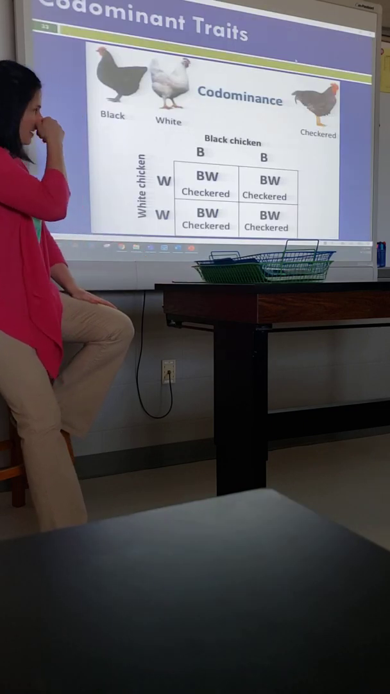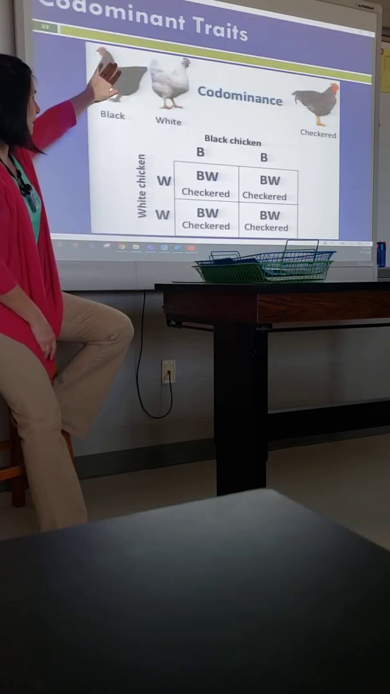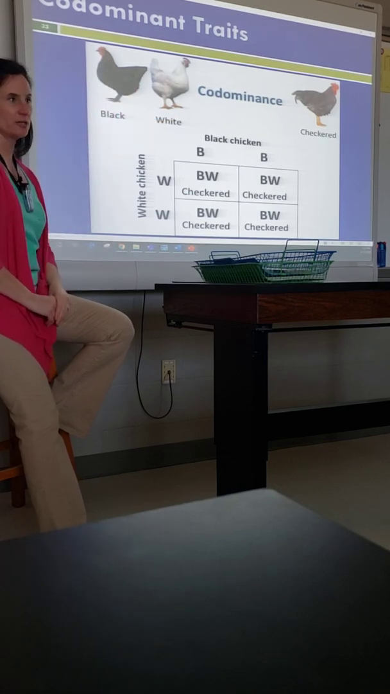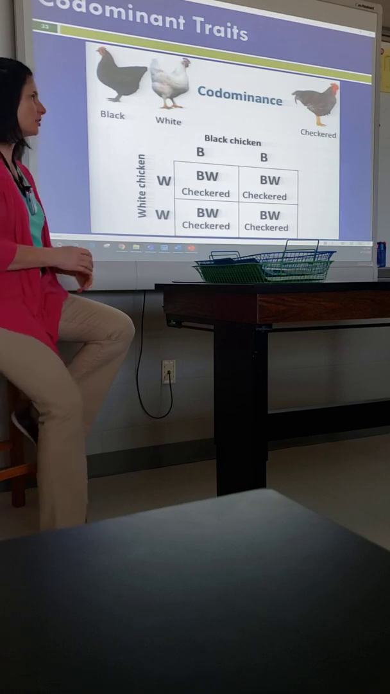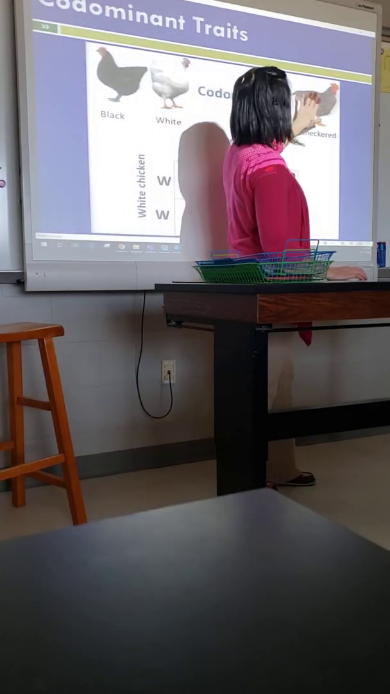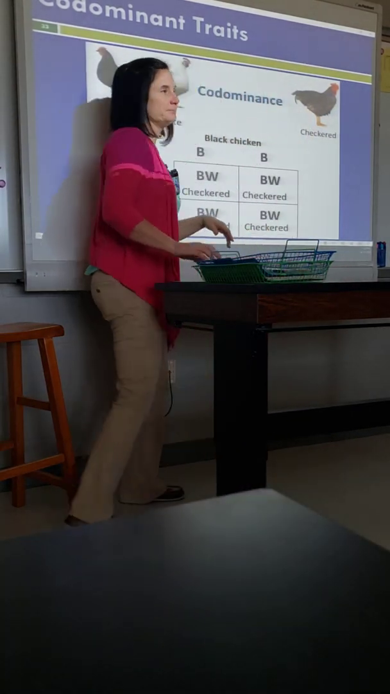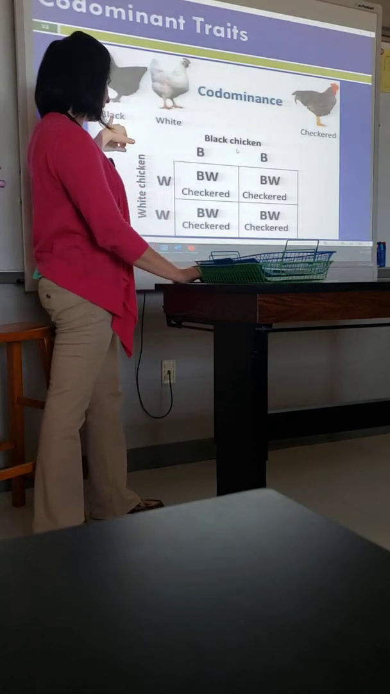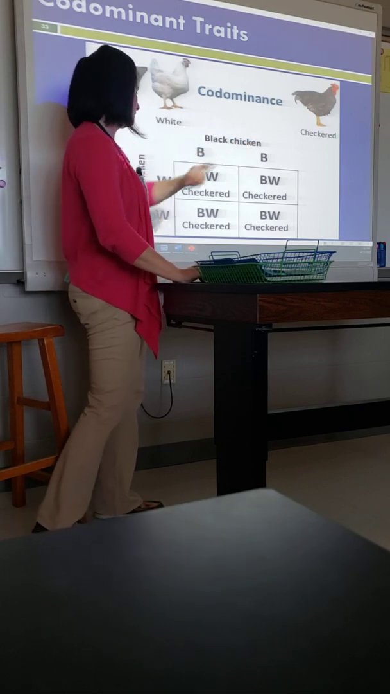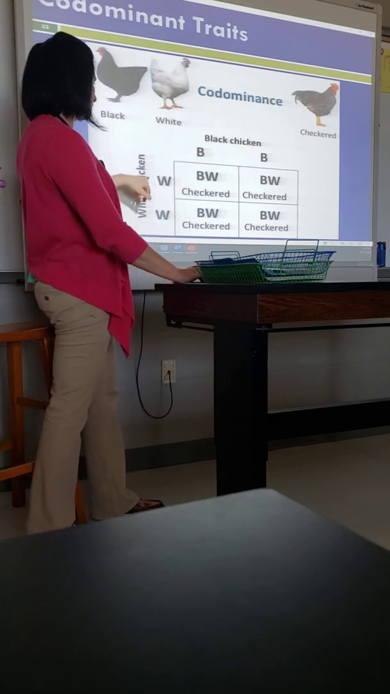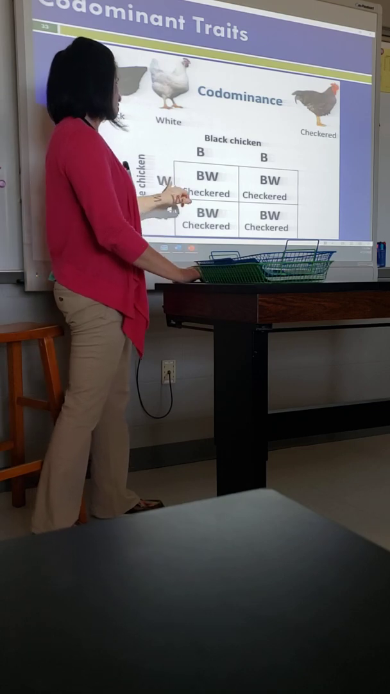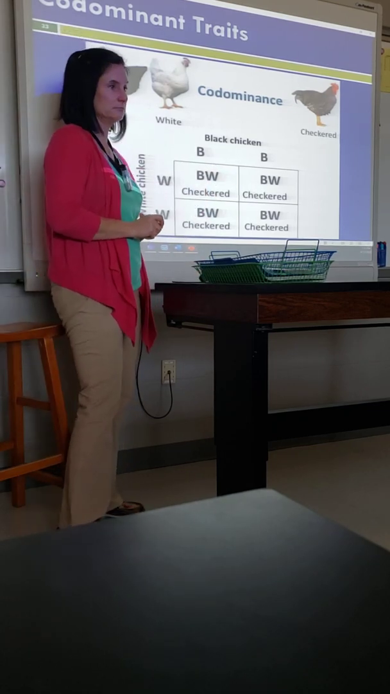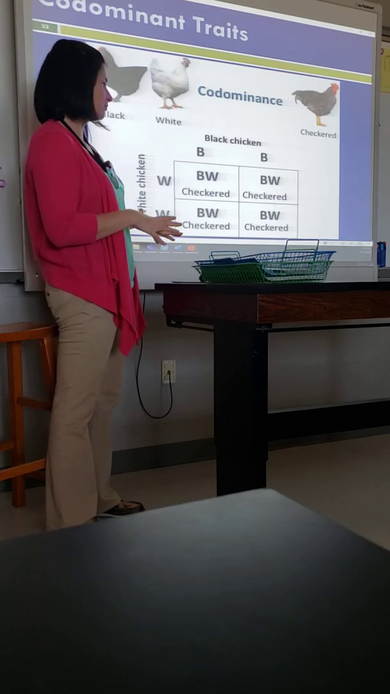This also happens with feathers. So you can have an all black chicken, an all white chicken, or what they call a checkered chicken. Okay, so the checkered chicken has some white feathers and some black feathers. All right, so the genotype for the black chicken would be big B, big B. The genotype for the white would be big W, big W. And so you do the cross and you get all checkered chickens.